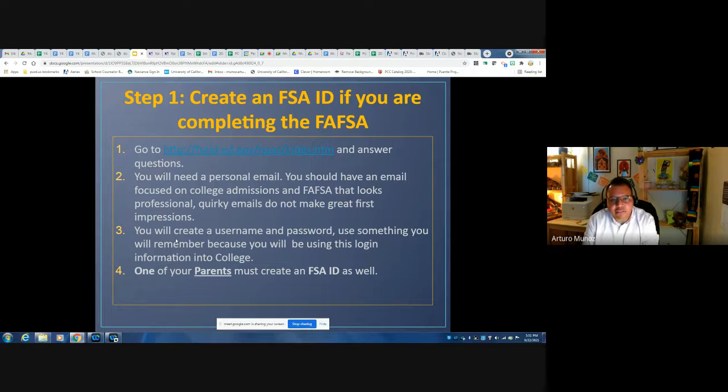And these are the links for the FSA ID. Our seniors should have had time already to create an FSA ID in their seminar. If you do need help, please contact one of the counselors for any questions, parents as well. Questions on FSA ID?